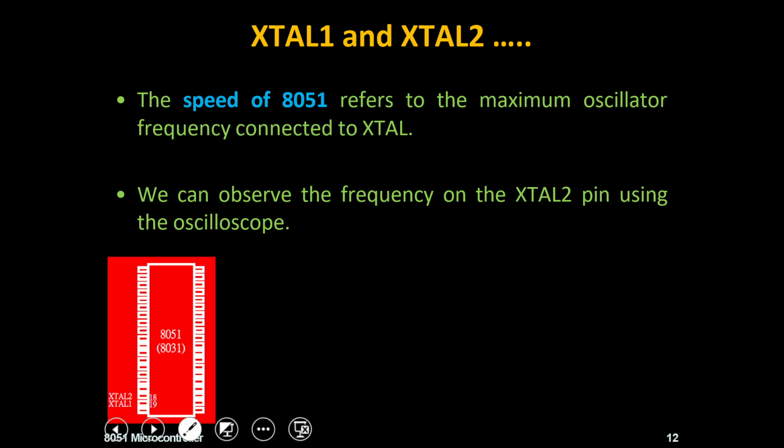So the speed of the 8051 is determined by the frequency provided by the oscillator. That frequency is measured by a CRO or oscilloscope by connecting the crystal pin to the CRO. So based on the frequency, the clock frequency of the oscillator will be calculated.